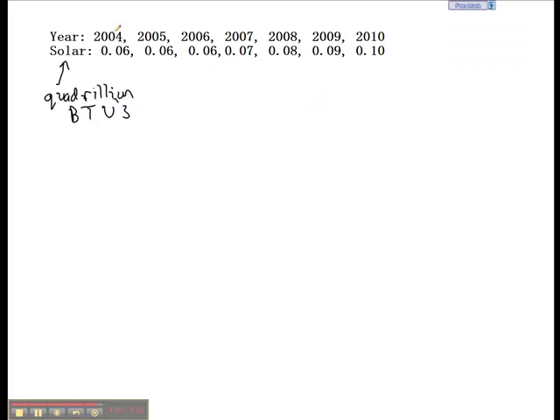Another example we'll consider here is, let's just say we have some raw data. Now this is actually taken from the U.S. Statistical Abstract, and they report data every year. It's part of the Census Bureau, and they took a look at, from the years 2004 to 2010, the amount of solar energy being generated or being used.